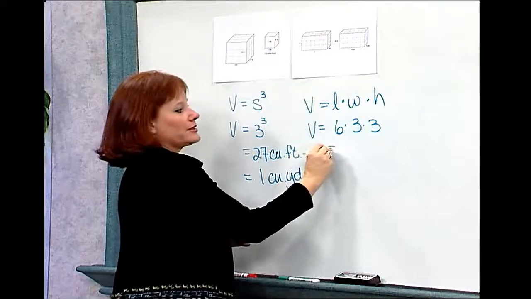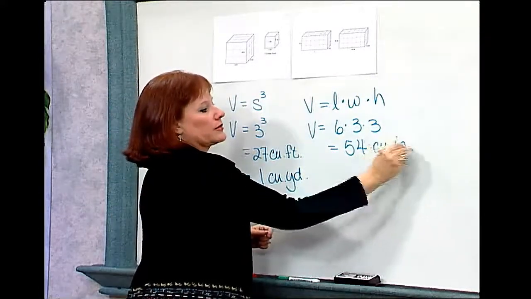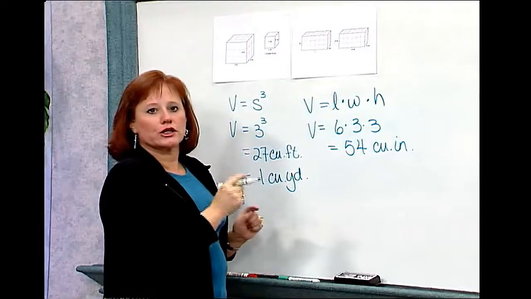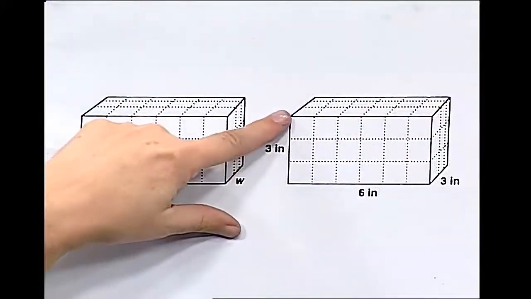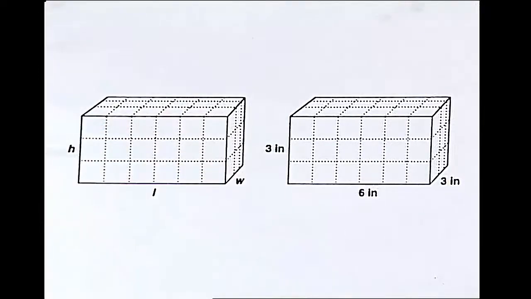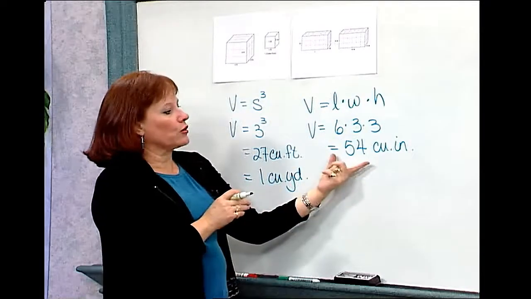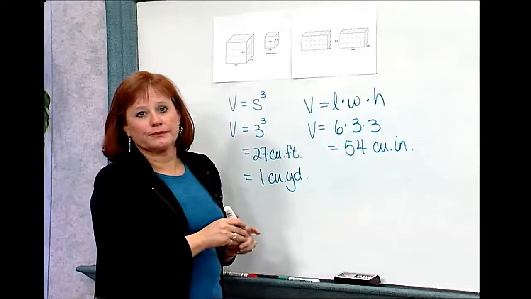When I multiply these together, I get 54 cubic inches. In other words, I have 54 cubes in there that are 1 inch by 1 inch by 1 inch. You can check your problem again by looking at the top layer. You have 18 cubes in the top layer, and you have 3 layers, each that have 18 cubes. 3 layers, each with 18 cubes, would total 54 cubes, or 54 cubic inches for the volume.